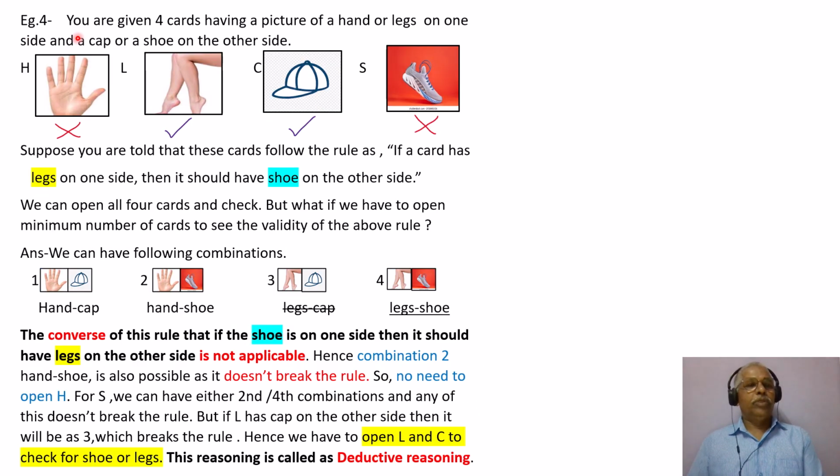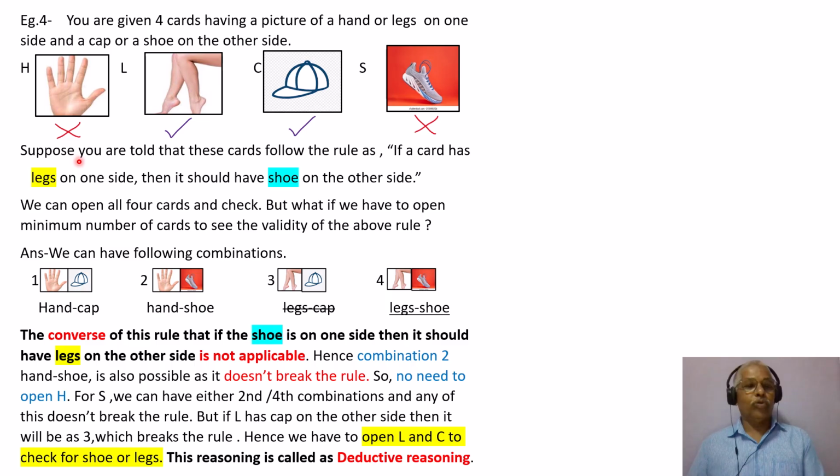For example, you are given 4 cards having a picture of a hand or legs on one side and cap or shoe on the other side. We have labeled them like that: H for hand, L for legs, then C for cap, and S for shoe. I have deliberately chosen all 4 pictures and no letters this time for better understanding. So we are going to read this rule and try to understand the rule.